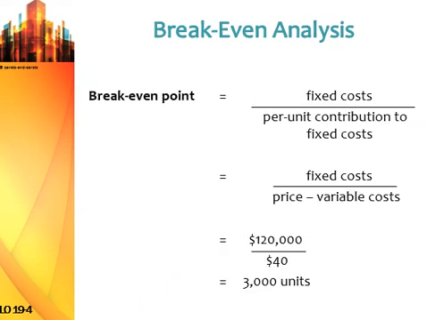So here's the formula for break-even point analysis: fixed cost divided by per unit contribution to the fixed cost, or fixed cost divided by price minus variable cost.